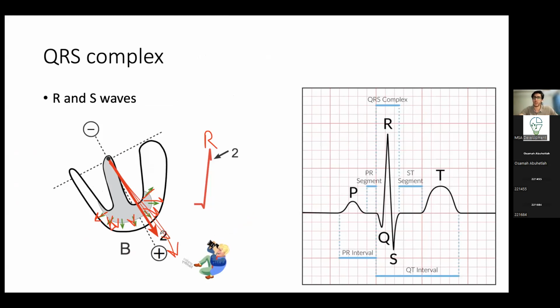And as we know, if the wave of depolarization is coming towards the positive electrode of lead 2, where is the deflection going to be? It's going to be up, and that is known as the R wave. So it's going to go up, which is known as the R wave.